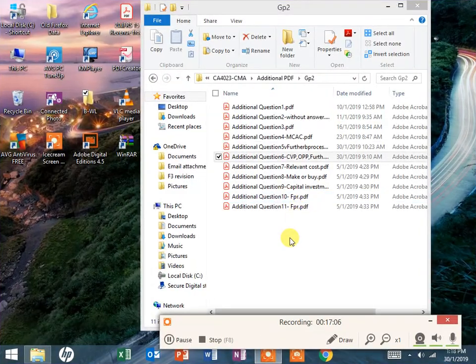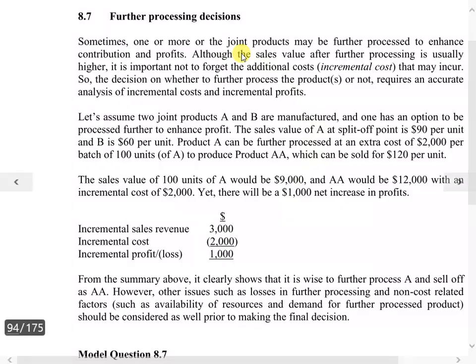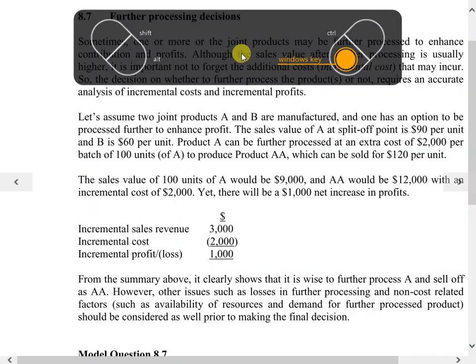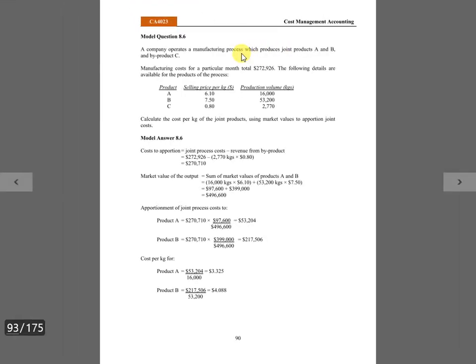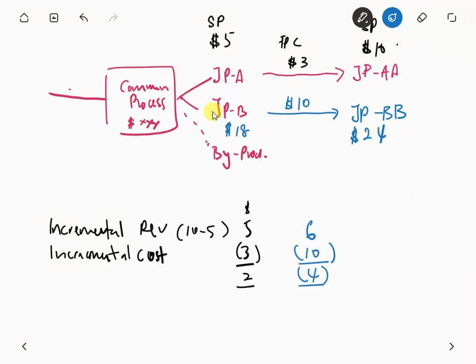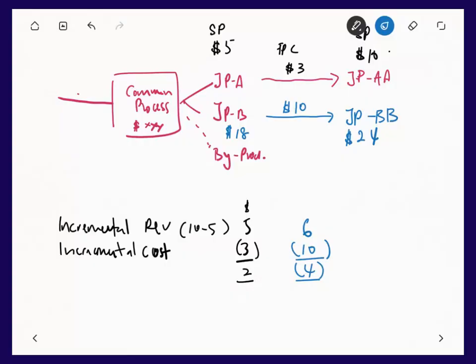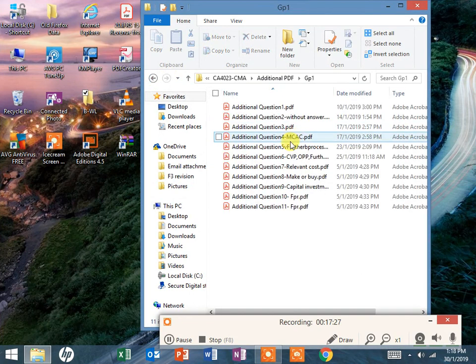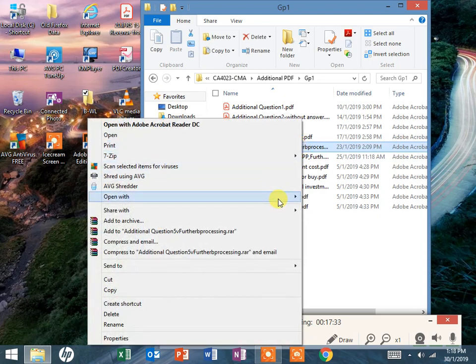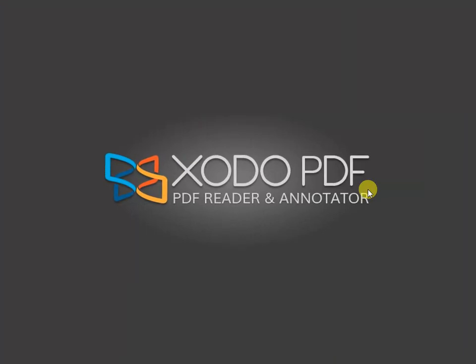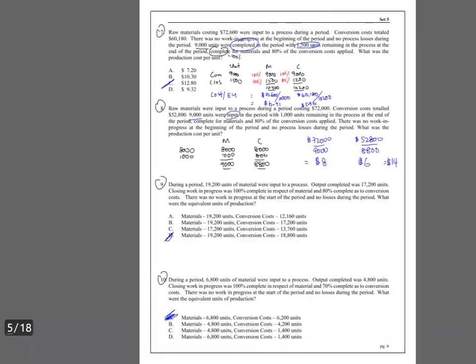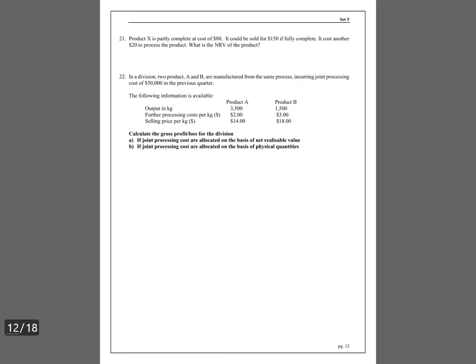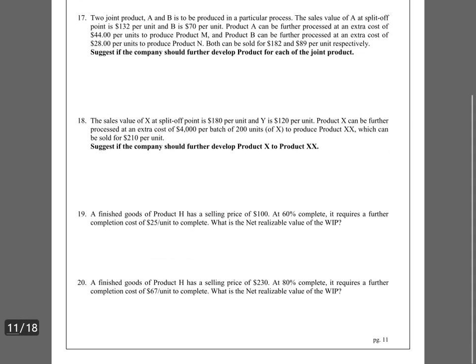So you look at set 6. Wait, let me check. Group 1. Step 5. Page 11, set 5.